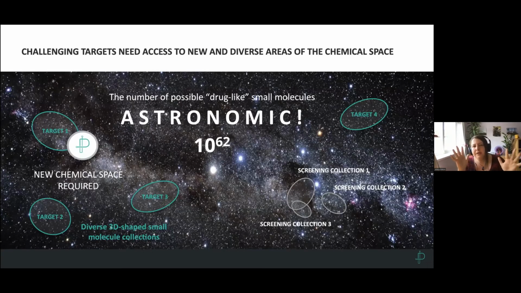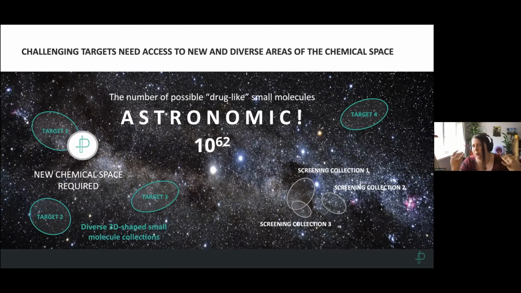So if you imagine for a second the universe of all possible small molecules that could one day become drugs. This universe is massive. It's estimated to be 10 to the 62. It's really vast. It's estimated that at the moment, only about 1% of it has been explored. If you're working on challenging targets, it might be that some of these existing screening collections and approaches only target a part of the chemical universe that doesn't necessarily work that well for that target. It's a little bit about a matter of luck.